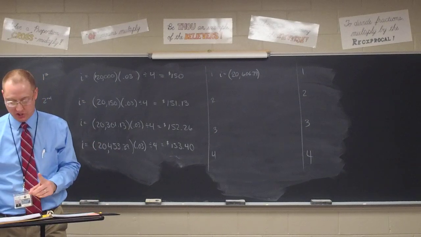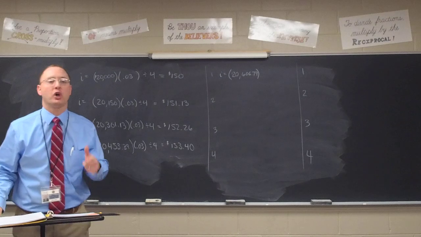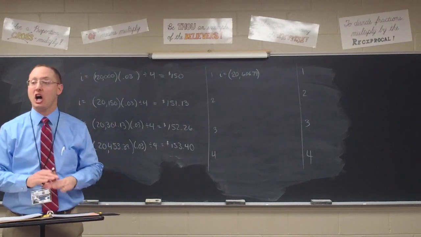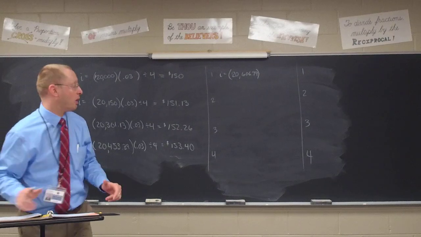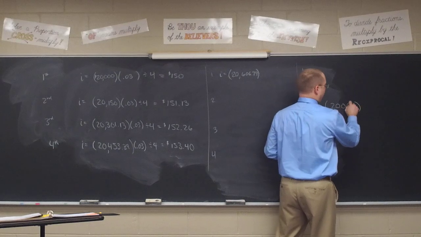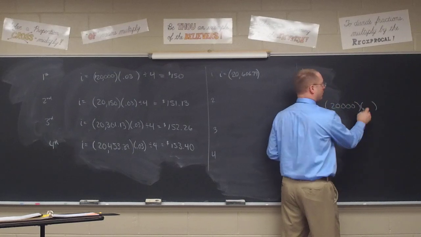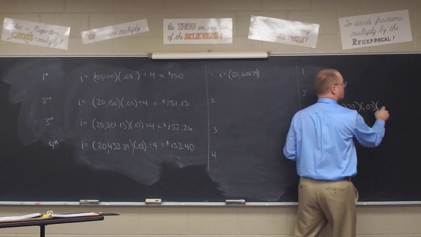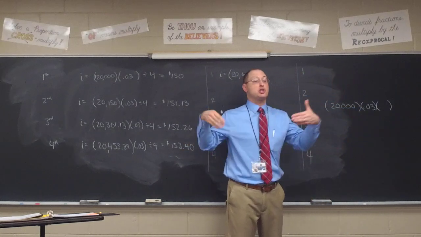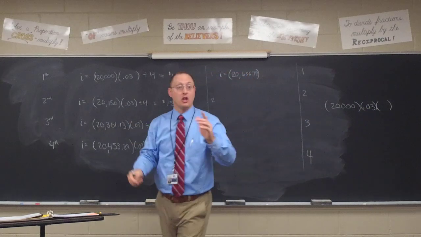But here's what I want to consider for a moment. What if this were not compound interest? What if this was just straight simple interest? Well, class, how much did he initially invest? $20,000. What's his rate? 0.03, 3%. How much total time was this investment for? 3 years total.